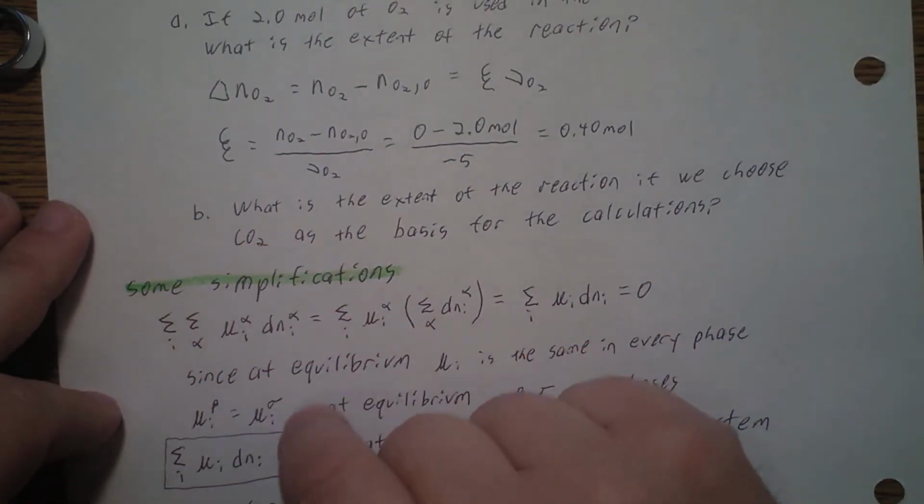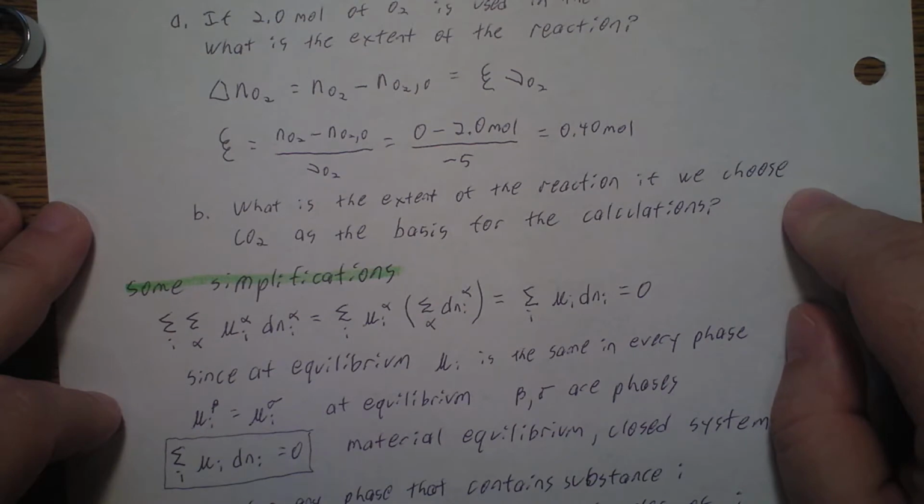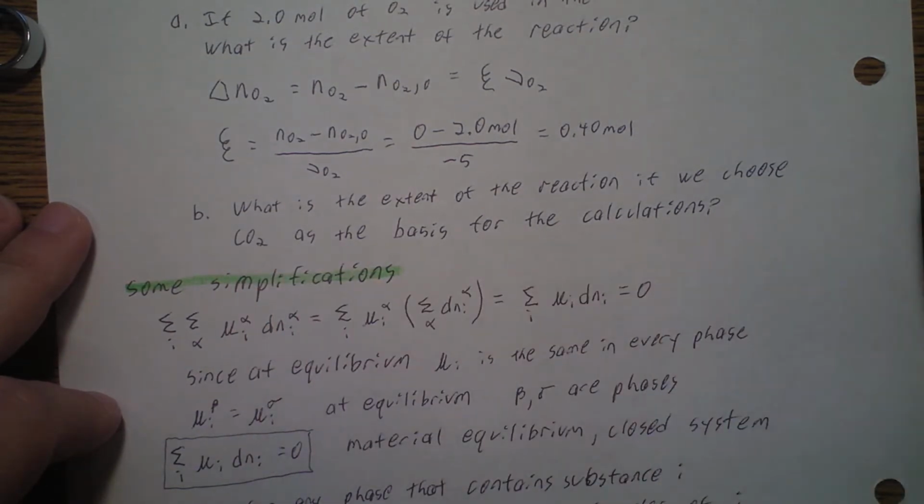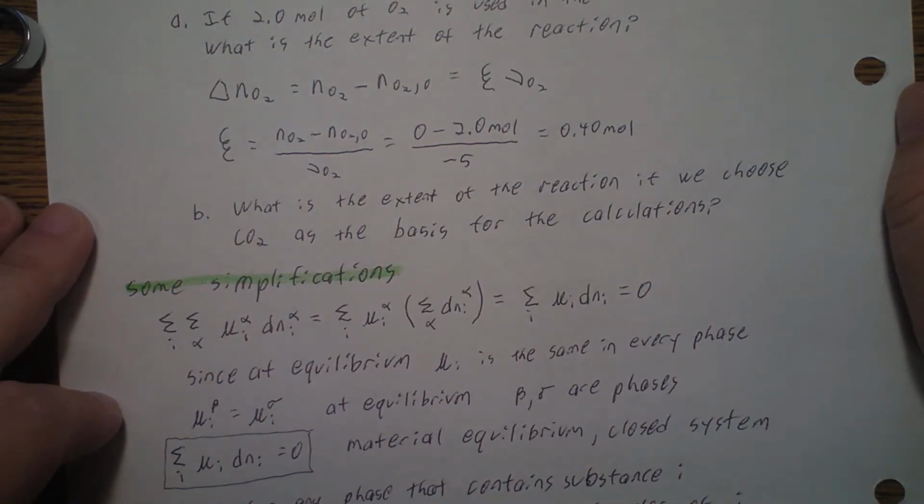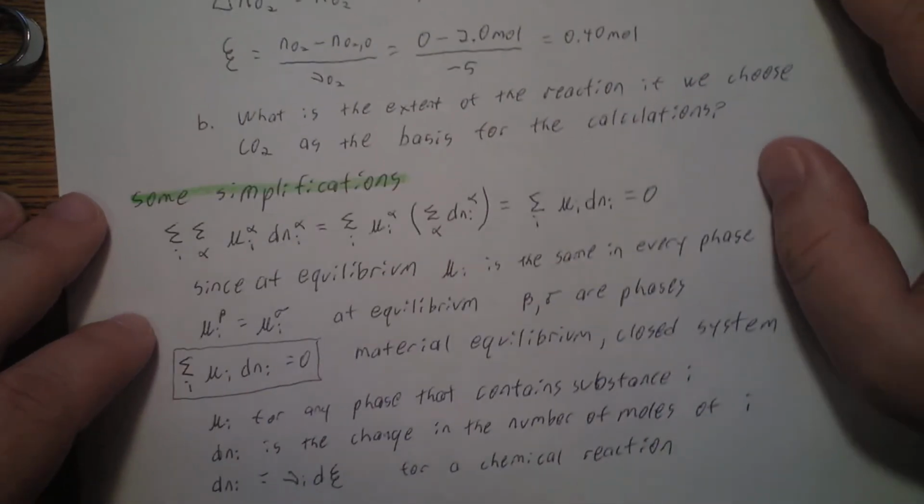So, part B, what is the extent of the reaction if we choose carbon dioxide as the basis for the calculations? Well, the extent better be the same, 0.4 moles.